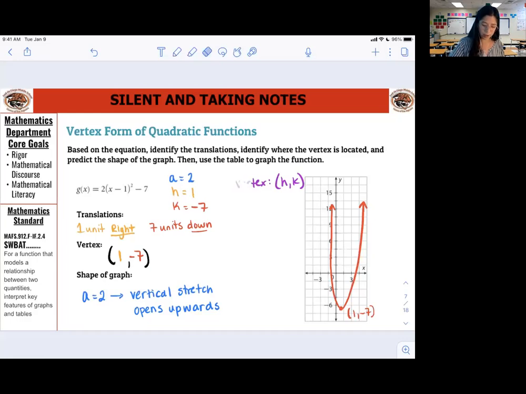Okay, so now I have a sketch of my graph, but I want to have something a little bit more concrete, a little bit more accurate. So the final thing that we're going to do is we're going to make a table. And well, the vertex, you can think of the vertex like the center, right? Because what happens on both sides of the vertex?